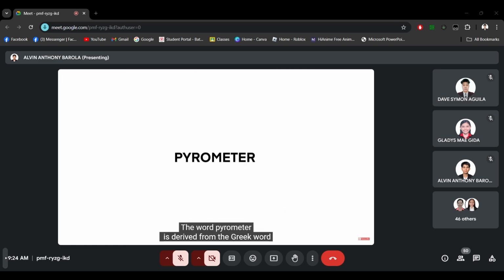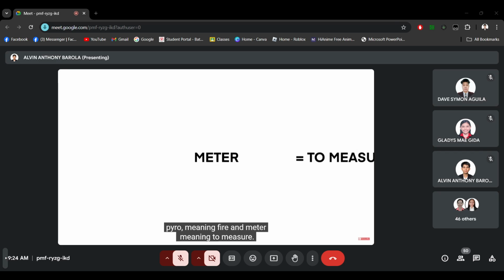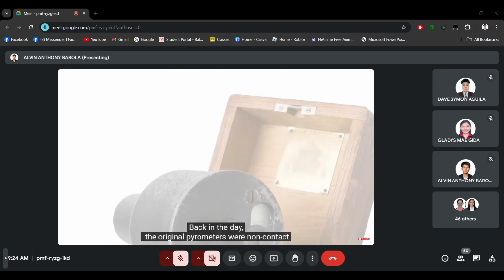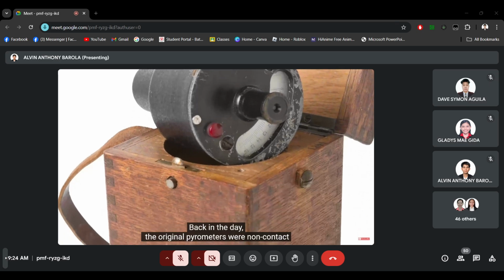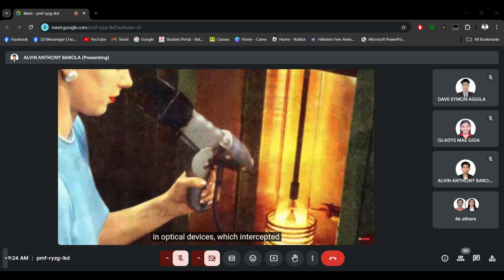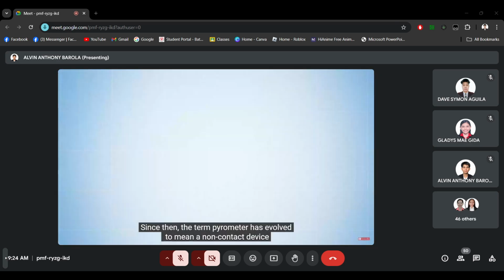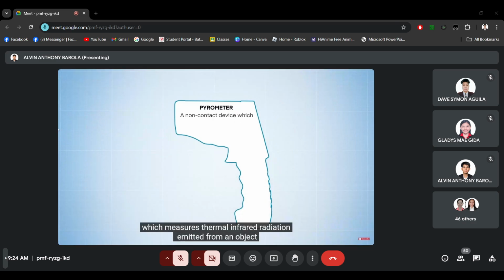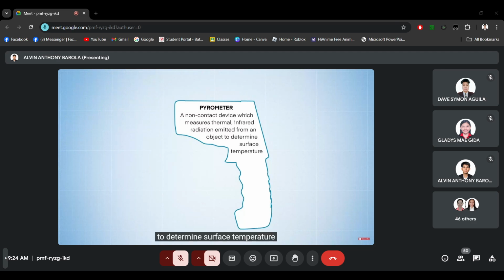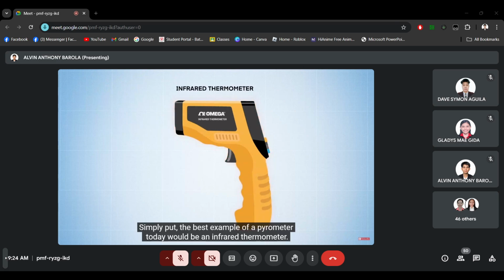The word pyrometer is derived from the Greek word pyro, meaning fire, and meter, meaning to measure. Back in the day, the original pyrometers were non-contacting optical devices which intercepted and evaluated the visible radiation emitted by glowing objects. Since then, the term pyrometer has evolved to mean a non-contact device which measures thermal infrared radiation emitted from an object to determine surface temperature. Simply put, the best example of a pyrometer today would be an infrared thermometer.